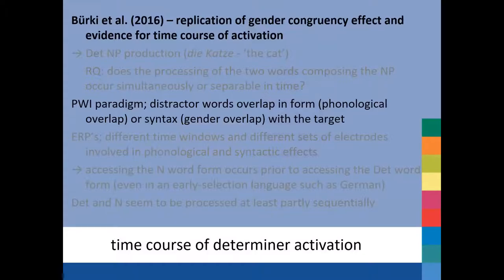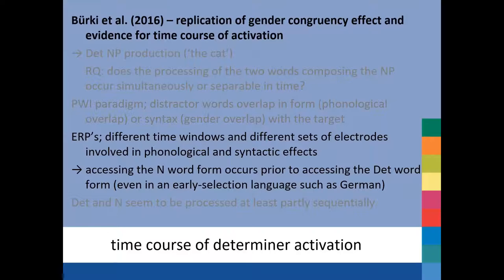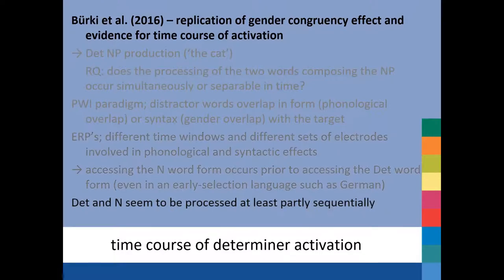And then she used the picture word interference paradigm, but she also used distractor words that were either related in phonological form to the noun, or they were related in syntax to the noun. And then she also measured ERPs and found that there were different time windows that were significant for the activation of the phonological form of the words and for the syntactic features. Suggesting that the access to the noun word forms occurs prior to the accessing of the determiner word form, even in what's called an early selection language, such as German, where the determiner can already be selected at the point in time when you do not even have the phonology of the word. So the conclusion was that there seems to be at least some sequential processing taking part.